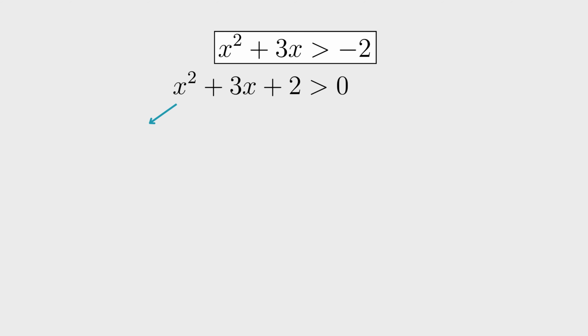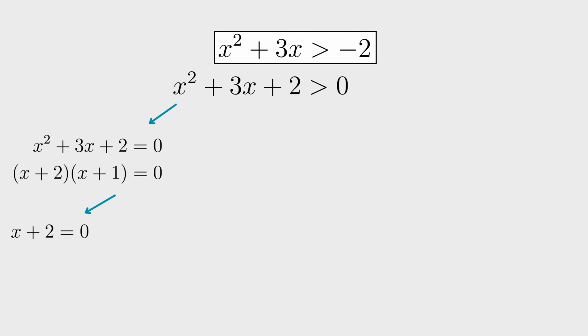Now change the inequality sign to an equal sign to calculate the x-axis intercepts, also called the roots. Factorize this expression and you will get (x plus 2)(x plus 1) equals 0. I have a video on factoring quadratics if you want to sharpen your skills. 0 multiplied by anything is 0, so make x plus 2 equal to 0 and x plus 1 equal to 0. Now solve for the two x's.